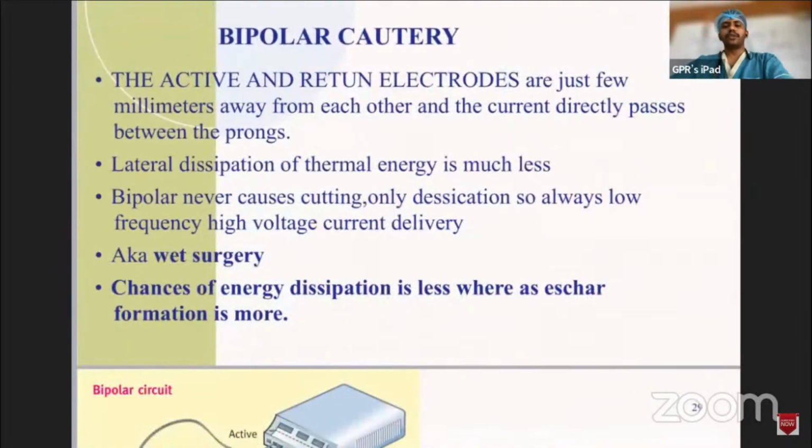There are a few advantages of monopolar over bipolar. Monopolar current can be kept over any person. It can be used in a local surface also. Whereas bipolar has even better advantages, stating the active and passive or return electrodes will be just a few millimeters away, just like prongs that we used to hold. And there is no lateral dissipation of energy, and the reverse current will go back to the electrode through the same channel.